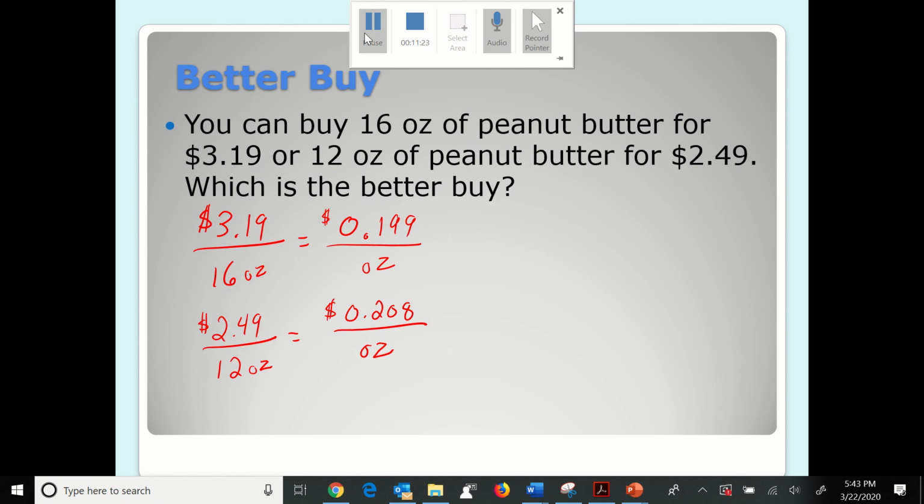All right, so we find the unit rates of each. The 16-ounce bottle is $0.199 per ounce, or 19.9 cents per ounce, and the smaller bottle is $0.208 per ounce, or 20.8 cents per ounce. So the cheaper bottle per ounce is the 16-ounce bottle or jar. All right, the 16-ounce jar is the better buy.